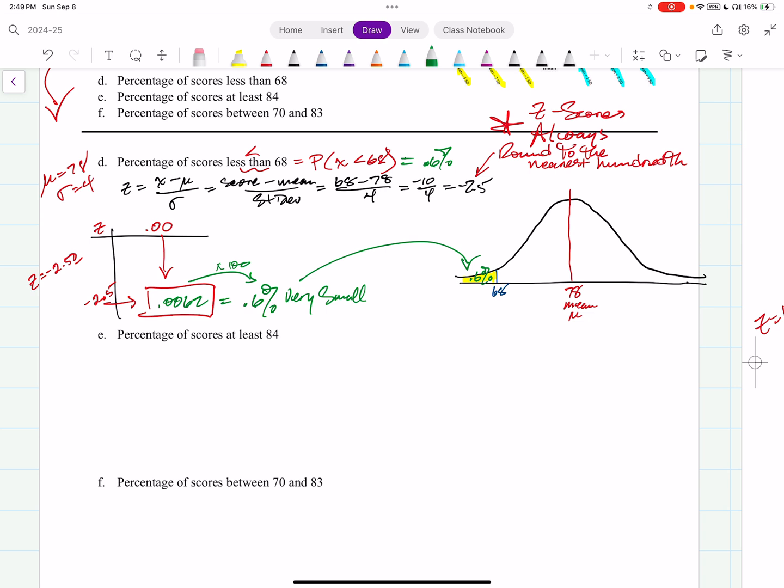Number two: find the percent of scores that are at least 84. Mathematically, we write it as finding the probability p that the score is greater than or equal to 84. So we're doing the one for at least, 84.